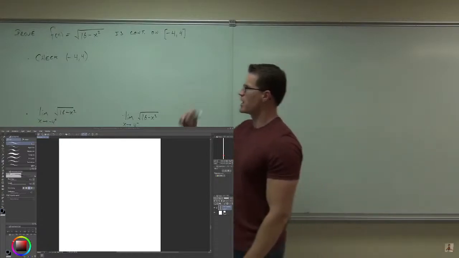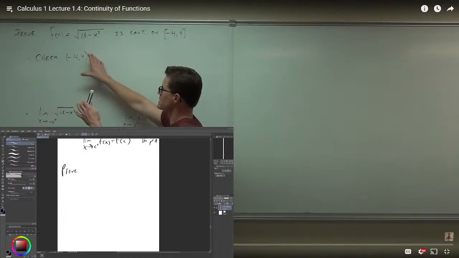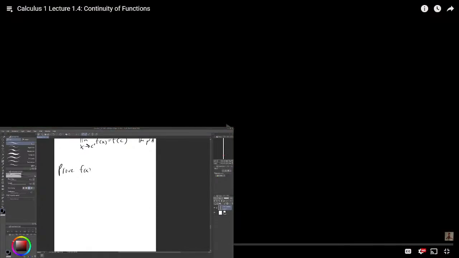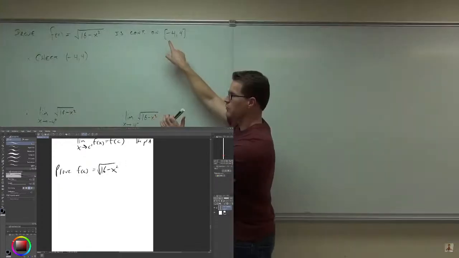First thing we're going to do is check the open interval -4, 4. So we're going to check this thing to say that, okay, at least we know we're continuous from this point to this point, but not inclusively. Then we'll have to check the endpoint, -4, and we'll check the endpoint, +4.